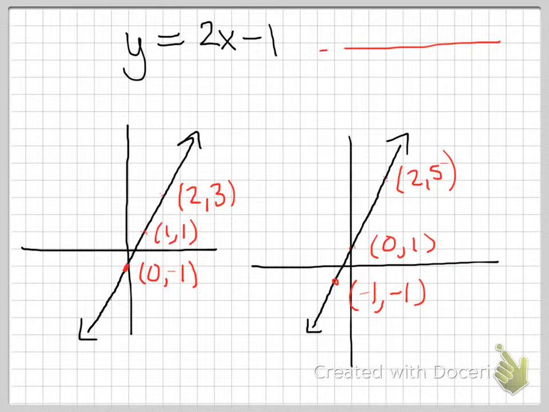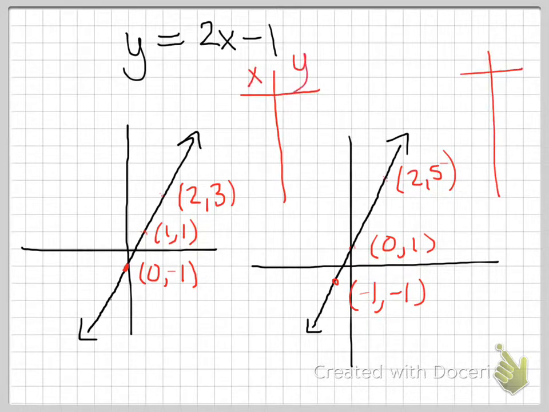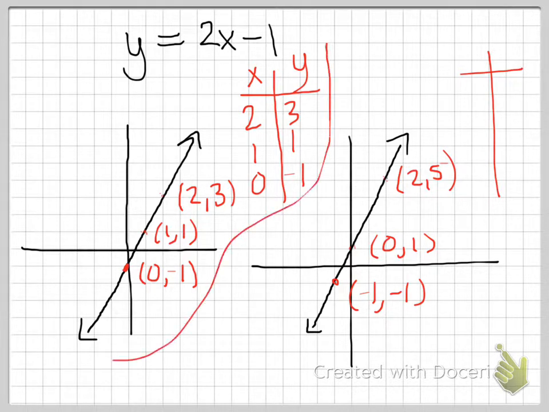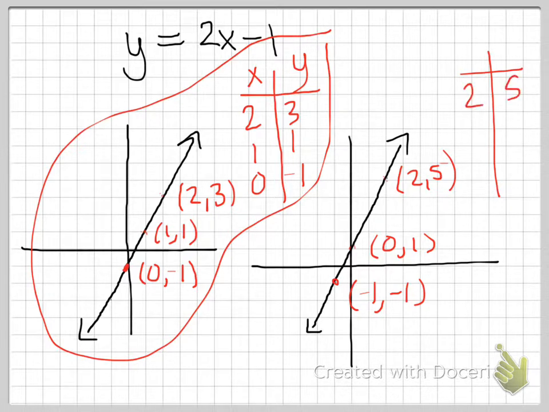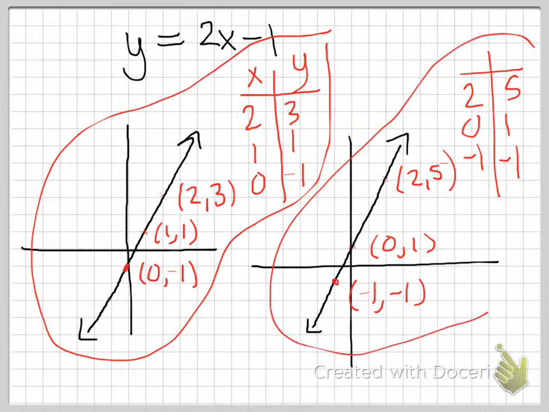I hate it when they're that way. Ordered pairs are just numbers out of a table. And so if I put these pairs in the table, 2, 3, 1, 1, 0, -1, this table goes to this graph. And this one, 2, 5, 0, 1, -1, -1, goes to this graph. So whichever numbers make this equation true is going to work.